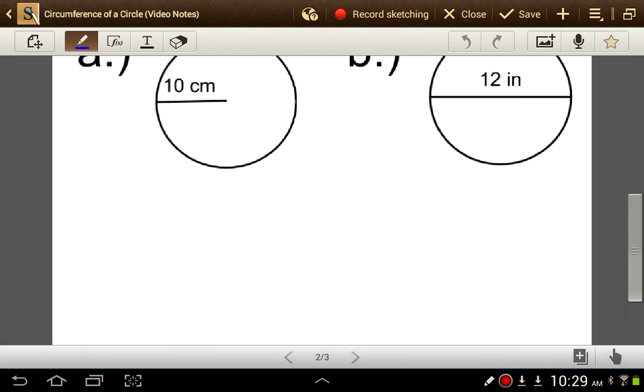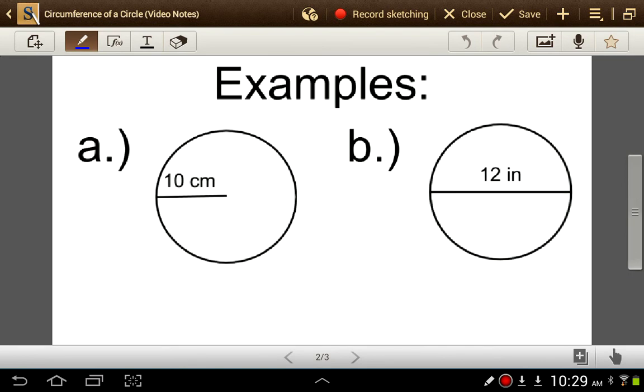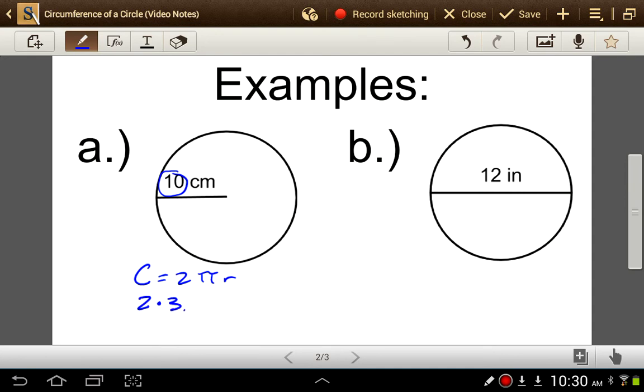Okay, in our first example here, example A, I've given you a radius, so I'm going to use my radius formula. So that's going to be circumference equals 2 pi r. It's good to write down your formula every time. That's a help to remind you what it is and make you remember it better. Then I'm just going to plug in my radius number in for r, and I'm going to plug 3.14 in for pi. So I'm just going to do 2 times 3.14, so I plug that in for pi, times 10.